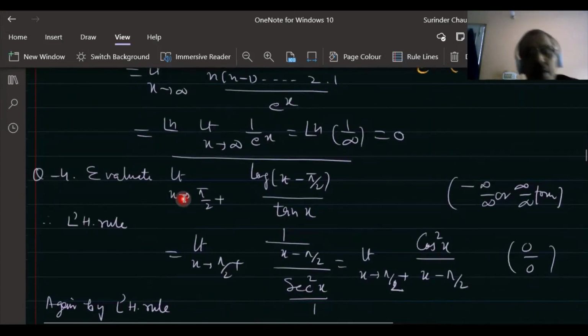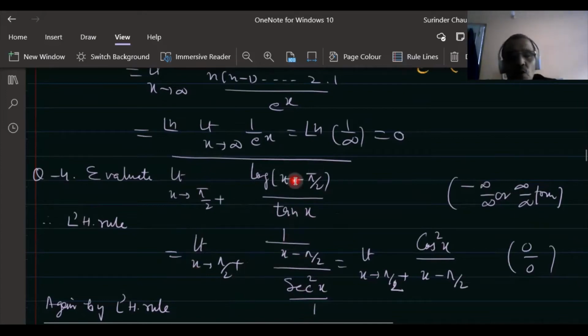Now again evaluate the limit as x tends to pi by 2 from the positive side of log of (x minus pi by 2) upon tangent of x. Now put x equal to pi by 2. Log of 0 is minus infinity, and tangent of pi by 2 is infinity. So it is infinity upon infinity form, so we can apply L'Hospital's rule here. Applying it, the limit of f(x) upon g(x) is equal to the limit of f'(x) upon g'(x).